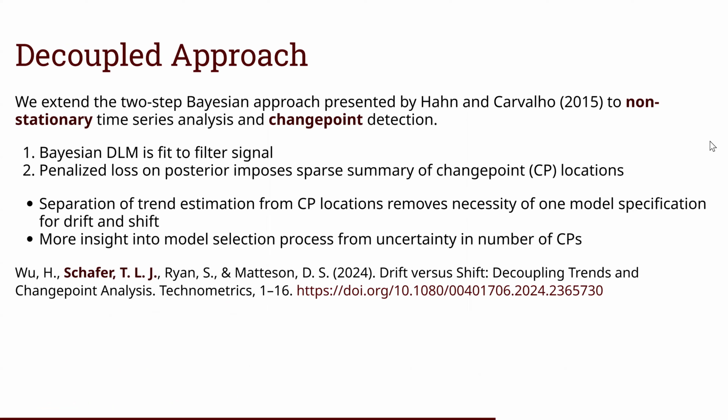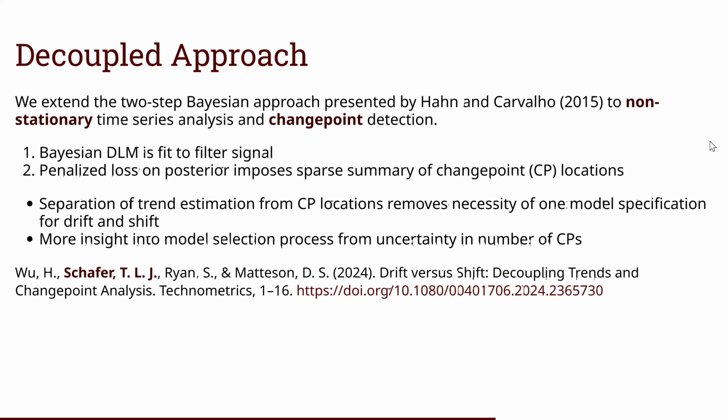So we adapted this from a paper from 2015 that was using this two-stage approach for Bayesian variable selection in regression, which is very similar to our motivation, right? Except we're selecting increments. Instead of selecting which features are most important, we're selecting which increments are not zero.